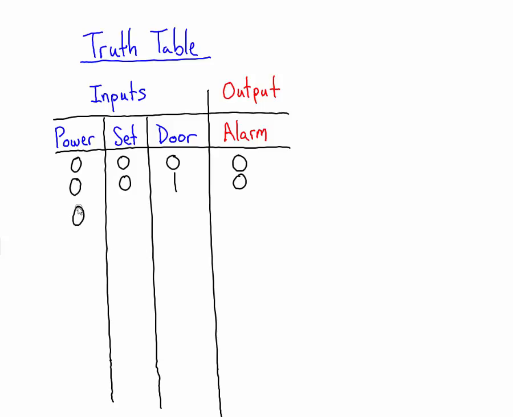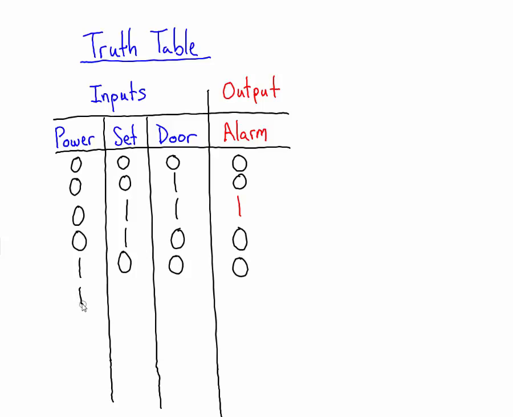Then let's change the next setting. We'll leave the power off, set the alarm, and the door is open. Now this is a condition where the alarm has been set, but the power has been cut. In this case, we want the alarm to sound. If the power is off, the alarm has been set, but the door is closed, we don't want the alarm to sound. Now if the power is turned on, but the alarm has not been set, and the door is closed, we don't want the alarm to sound.